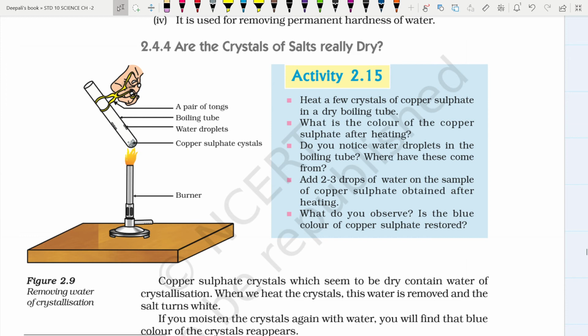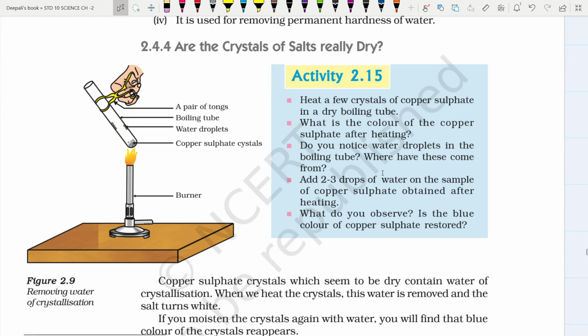Do you notice water droplets in the boiling tube? Where does this come from? Yes, the copper sulfate crystals which seem to be dry contain water of crystallization. On heating the copper sulfate crystals, water molecules are removed from the crystal and appear in the boiling tube.